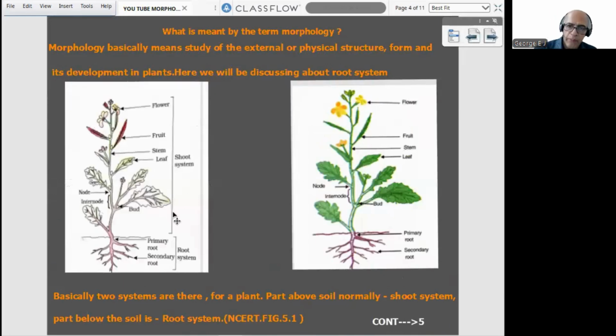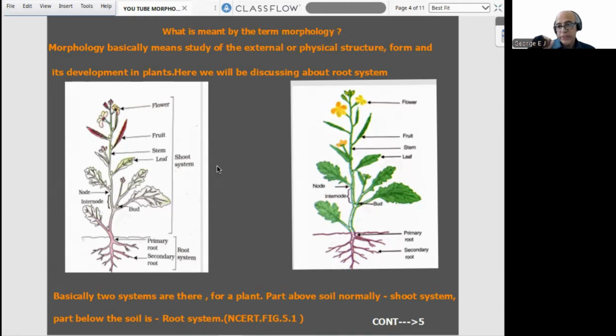So what is meant by the term morphology? Morphology basically means the study of the external physical structure. Morpho means external, morphism, external form. So physical structure, form, and its development in plants. Here, mainly in this episode, we will be discussing the root system. And below that, you can find 2 photographs, both from NCERT. I think this is the previous one and this is the new one.